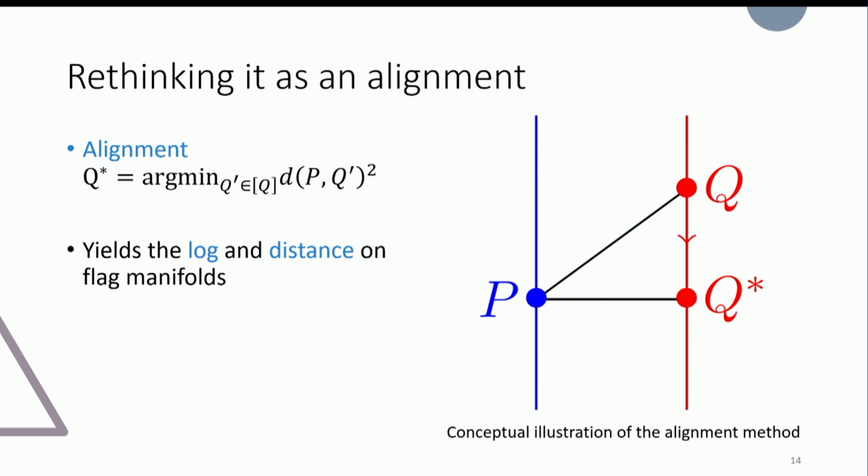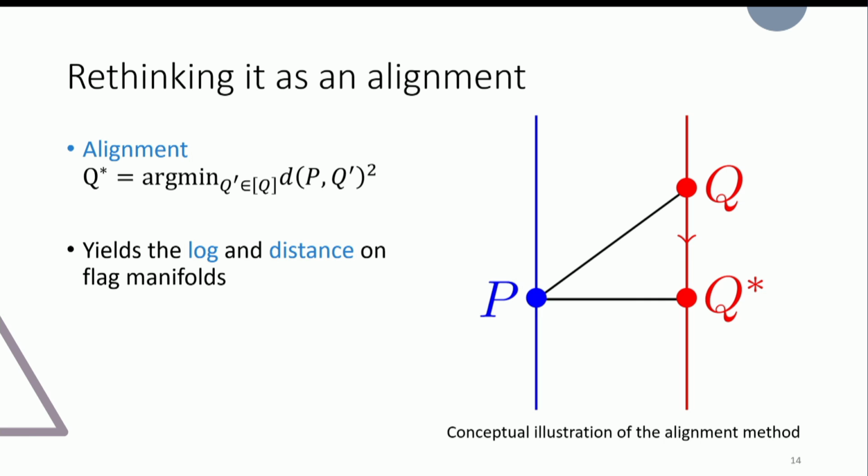So now our contribution is to propose an algorithm for approximating the logarithm and the geodesic distance on flag manifolds. So we rethink it as an alignment. So what is an alignment? You have to know that when you want to look for a geodesic distance on quotient spaces and you know the geodesic distance on the top space, then you can find, under some particular conditions, the geodesic distance on the quotient space by minimizing the pairwise distances between the equivalence classes, each equivalence class representing one point in the quotient space.